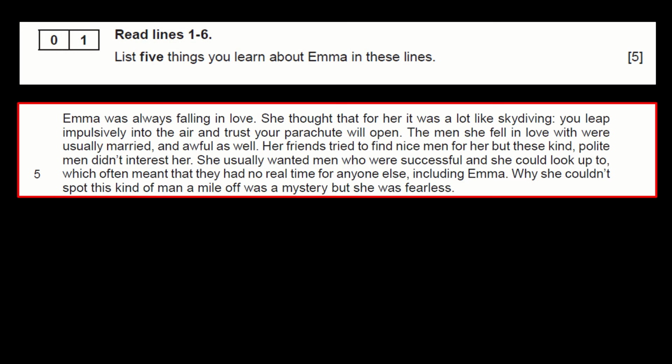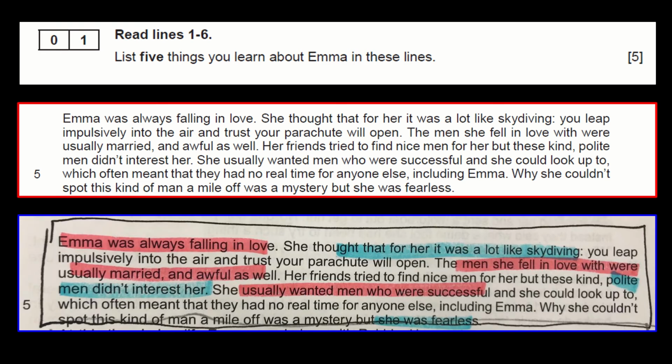Here was the extract. You had 6 lines to do it from. So your answer had to come within these 6 lines. And here's the stuff I highlighted. Remember, it doesn't have to be difficult. So for example, I've put Emma was always falling in love. She thought it was like skydiving. The men she fell in love with were usually married, blah, blah, blah. So these are the ones I highlighted.